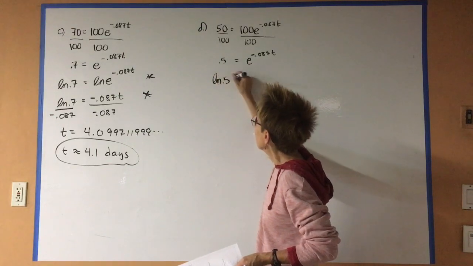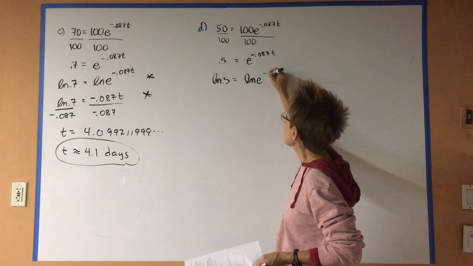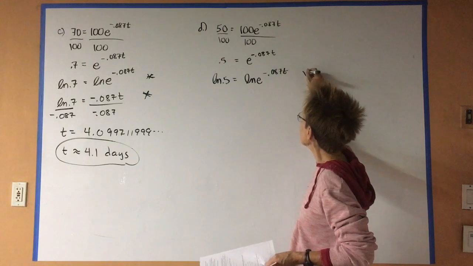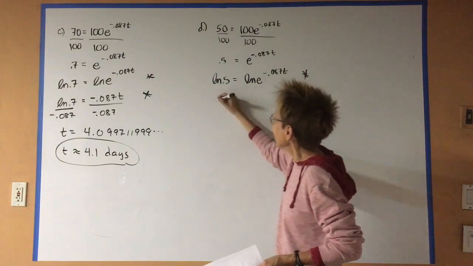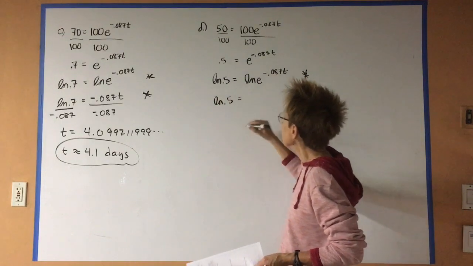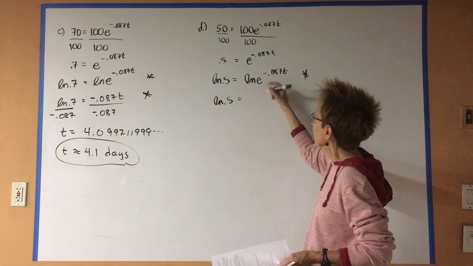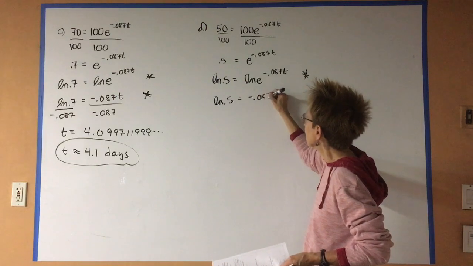So ln of 0.5 is equal to ln of e to the negative 0.087t. Again, I'm going to stop putting the little asterisks here. I want to see these lines. Then I simplify this. ln of 0.5 is equal to, this just turns into negative 0.087t.